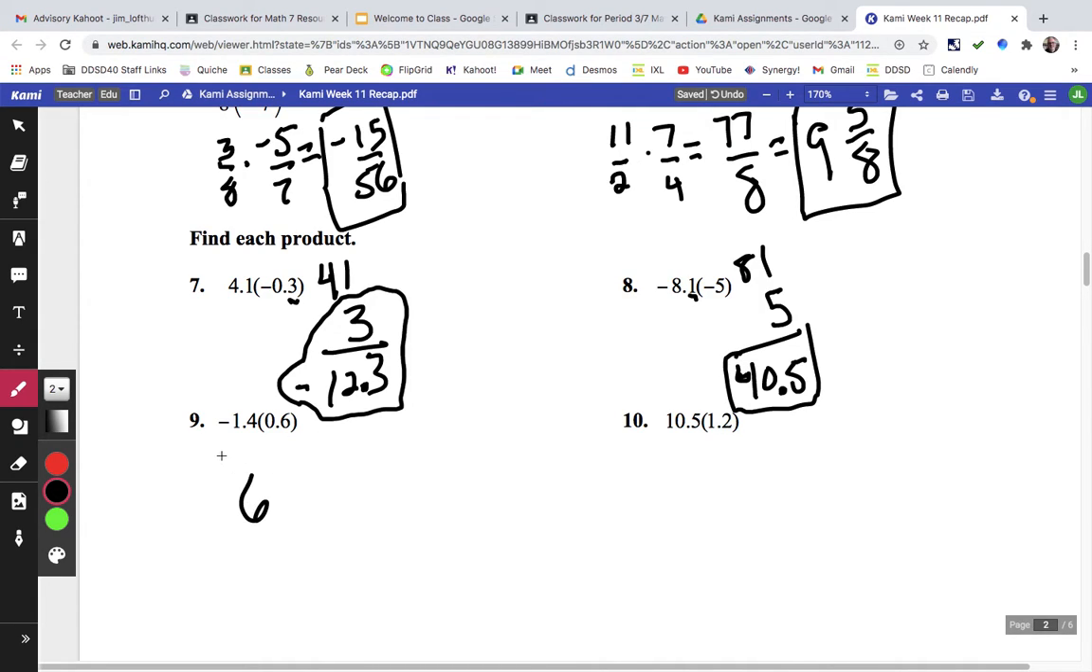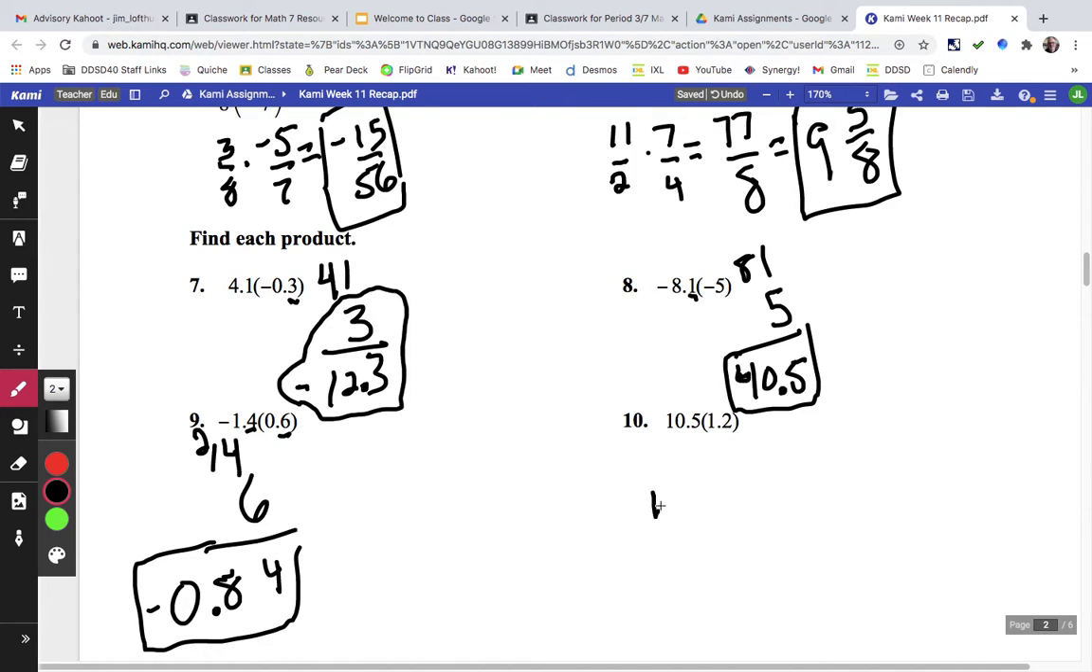I'm going to do 6 times 14, and I get 84. And there are 2 decimal places, so I have to put the decimal right there, so I have 2 places. And it's 1 negative, so that makes the product negative.